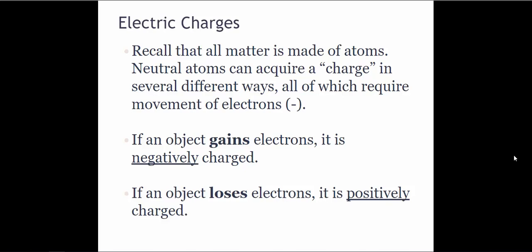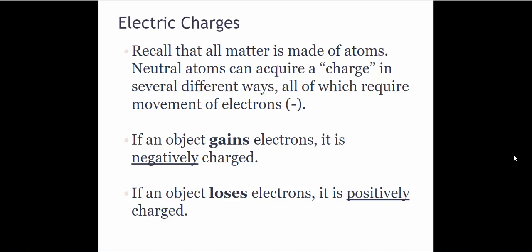So we have all of these charges inside of our atoms. To make electricity, or specifically static electricity, all we have to do is take the charges that are already there and simply move them around. Now if we separate the negative charge from the positive charge, we build up what we call a static charge.